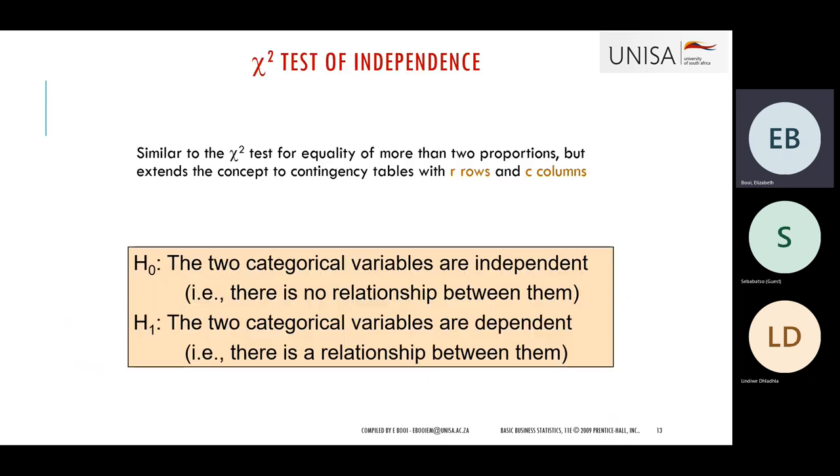So let's look at independence. With independence, we want to see if there is a relationship between two categorical variables. Your null hypothesis will always state that they are independent, or there is no relationship, because if they are independent, it means they don't have any relation. Your alternative will state the opposite. It will say they are dependent, or that there is a relationship between the two categorical variables.